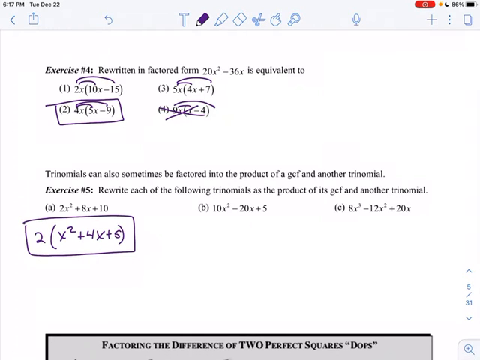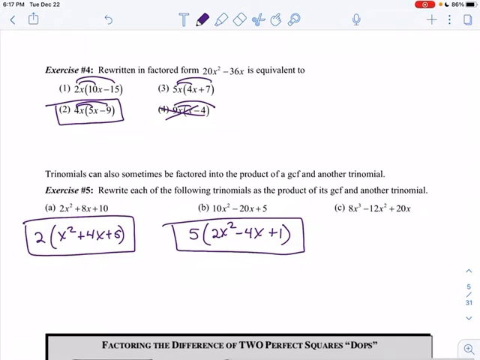Okay, remember that you are just looking for the greatest common factor, and you're dividing that out. 10x squared minus 20x plus 5. Greatest common factor is a 5. So I'm dividing out a 5, and I get 2x squared. Negative 20 divided by 5 is negative 4x, and 5 divided by 5 is 1. You do need that placeholder there, that 1.